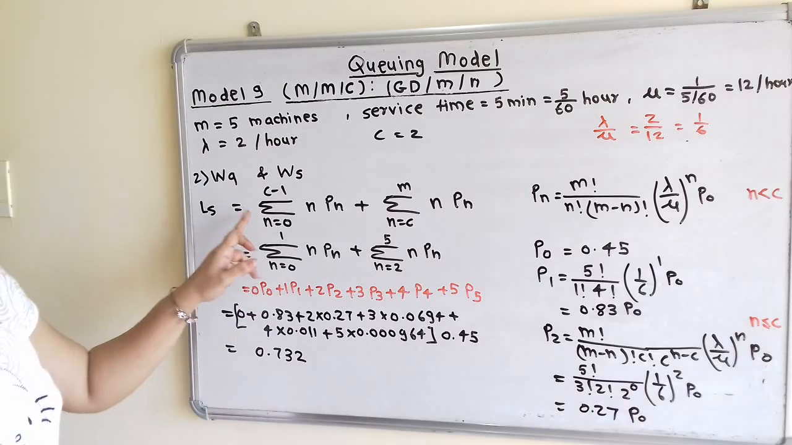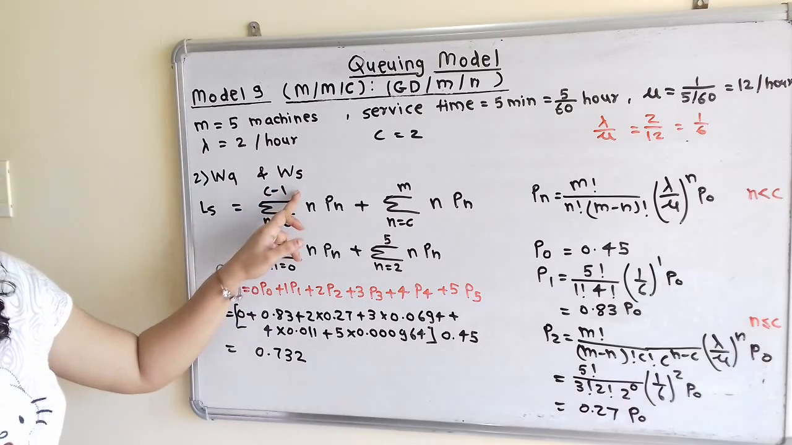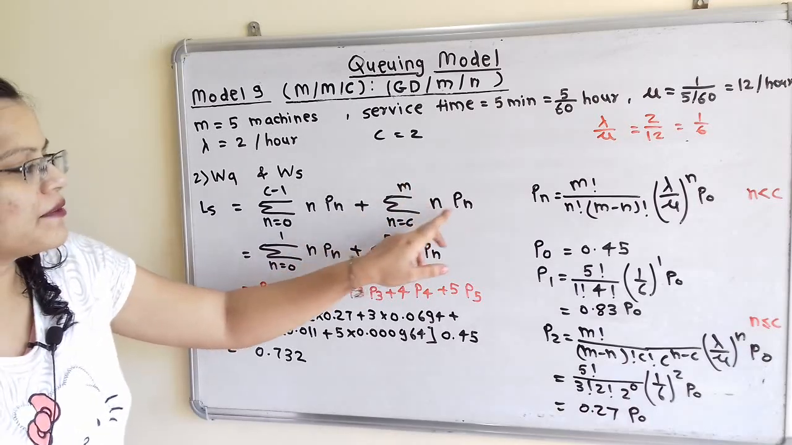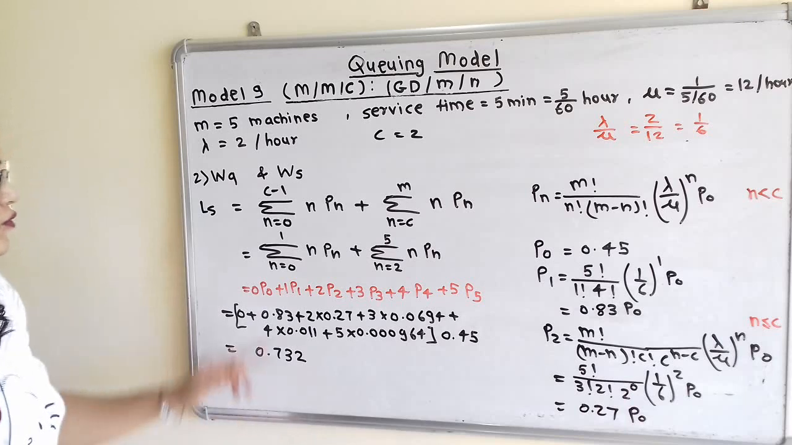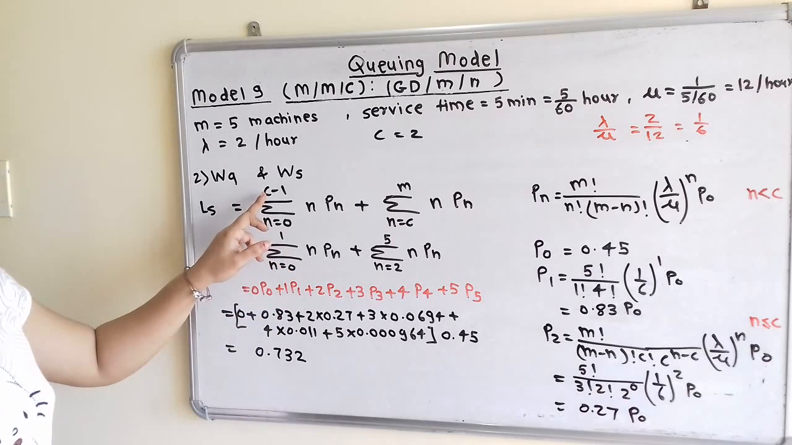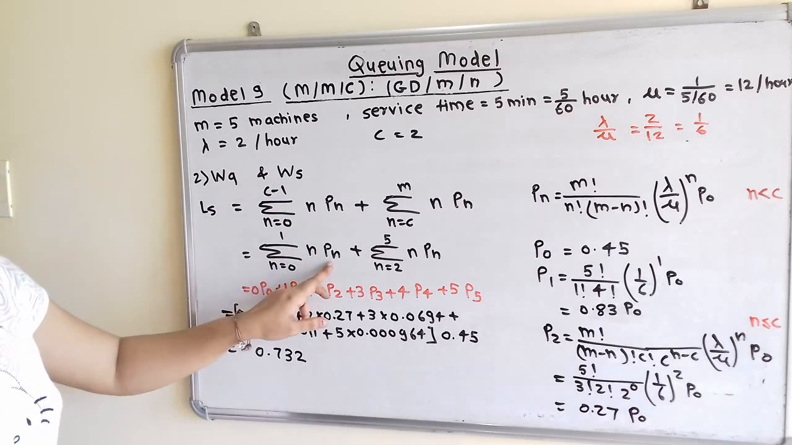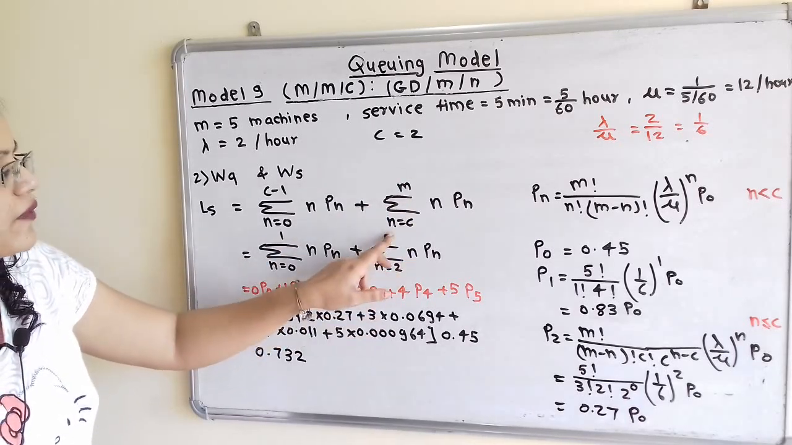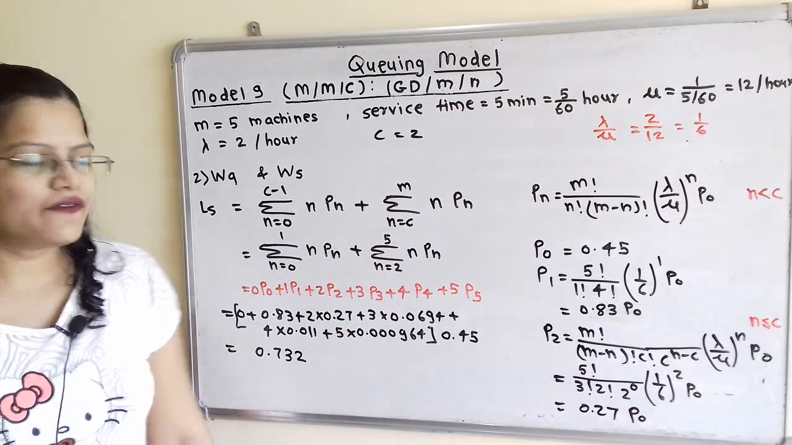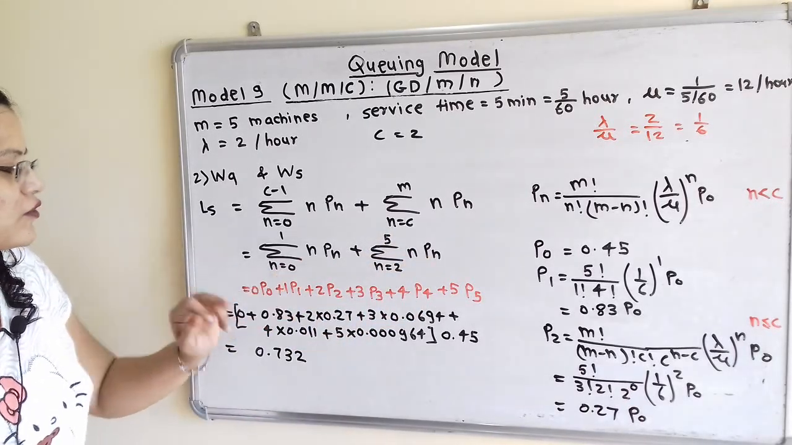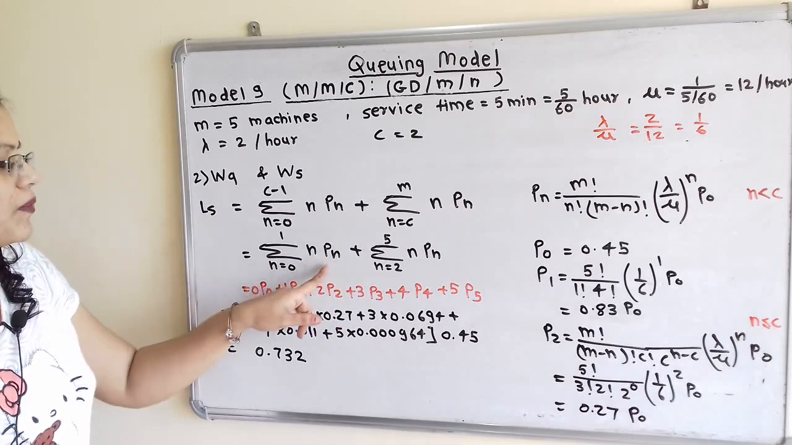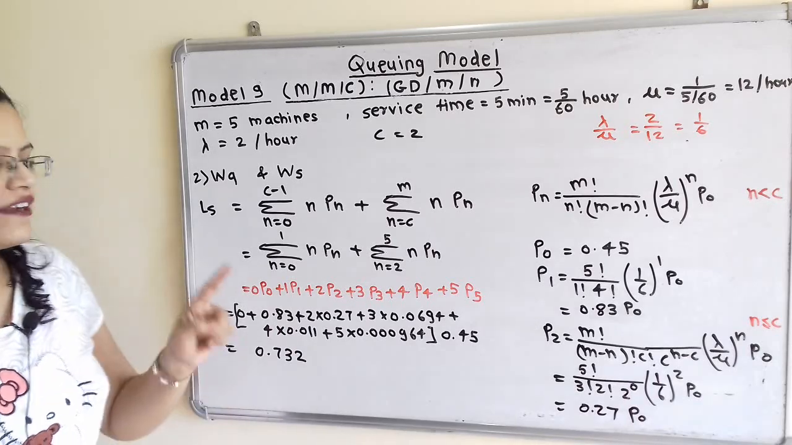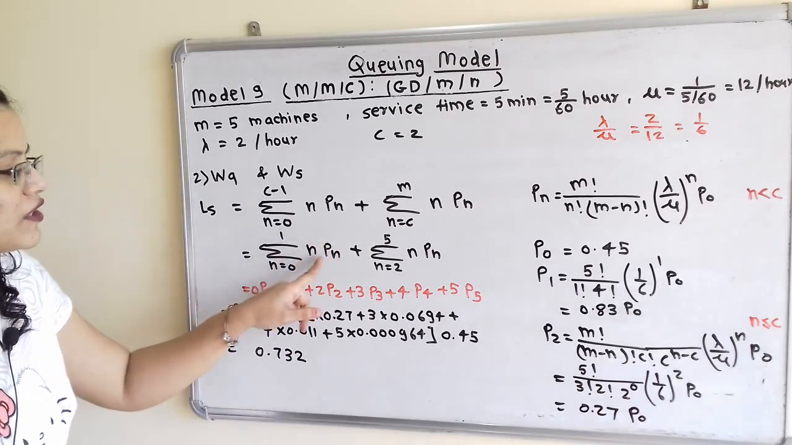Here is the formula, summation of n is equal to 0 to C minus 1 nPn plus summation of n is equal to C to m nPn. Now we will put the value. Summation of n is equal to 0 to 2 minus 1, that is 1, nPn plus summation of n is equal to C to m, that is n is equal to 2 to 5 nPn. Now if we observe here, we have to take 0 P0 plus 1 P1. So P0 we have already calculated, and value of P1. So we have to calculate here P1.